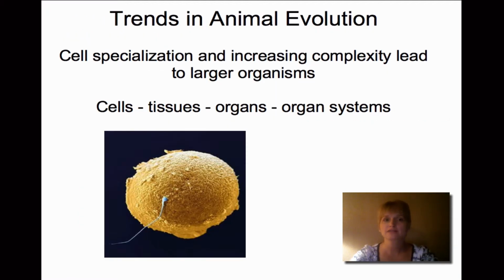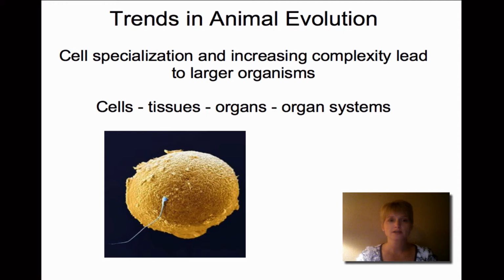Now, trends in animal evolution: we know that cell specialization and increasing complexity leads to larger organisms. If you have a very simple animal, it might have only a few cells, and they might not be specialized to a particular function. But as you increase that complexity and you get to the larger animals, you'll see that there are kidney cells, and they're doing a specific function. And there's heart cells, and they're doing a specific function that isn't entirely different from the kidney cells' function. And so that increasing complexity leads to being able to have larger animals.